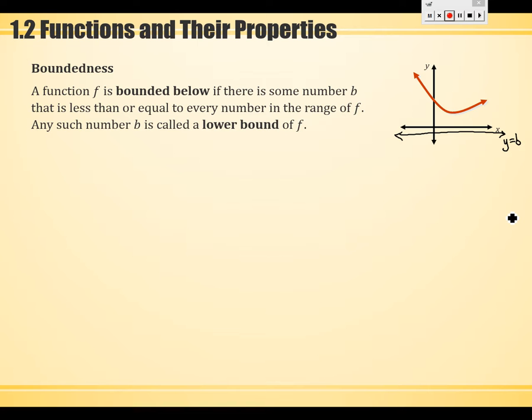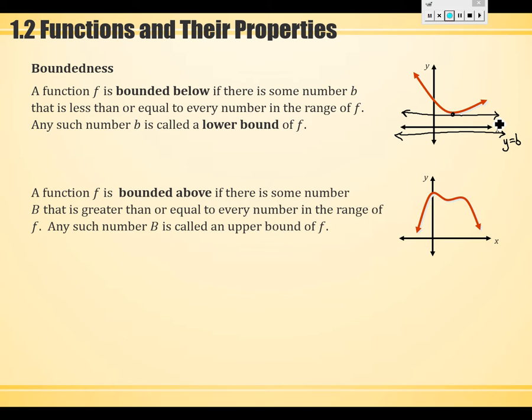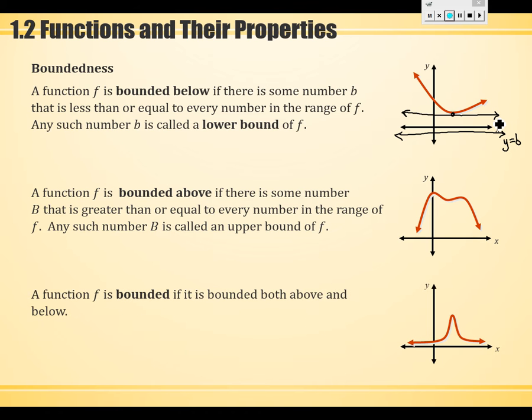Now, I've demonstrated with this picture a lower bound. But is it the maximal lower bound? No, I mean, you could come up with a tighter lower bound, couldn't you? Right there, or something. That would be called the greatest lower bound, maybe. But mine demonstrates that this is bounded below too, down here, right? Of course, the same definition holds for bounded above, just with a switch on the terms. And if a function is both bounded below and above, then it's simply bounded.